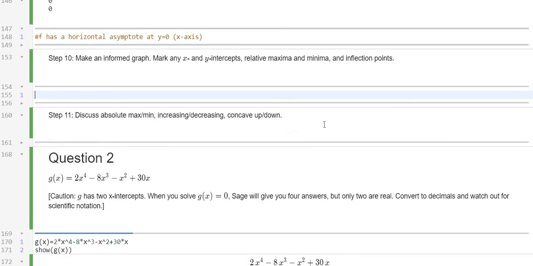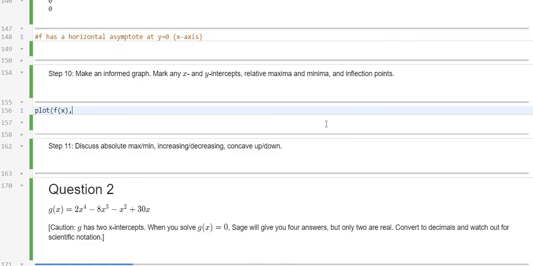Okay, now we want to make an informed graph. I look down on my list of all those critical points I got from the first and second derivative and my x-intercepts. I want to see the largest and the smallest x values that are on there. Now the smallest x value of all those I've written on my scratch paper is the inflection point at negative 18. So I'm going to plot here, plot the original function f.